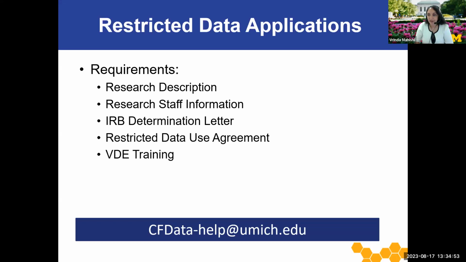The application itself requires several pieces of information, including a description of the intended research project and why you need the data, a list of research staff, an IRB determination letter, and a signed restricted data use agreement. For the VDE, users are also required to watch a brief security training video and then complete a quiz prior to approval. Archive staff are available to assist you with your application and to answer any questions that you might have along the way. So just email us at cfdata-help@umich.edu. And if you can include your application request number that we can refer to, that would be great.